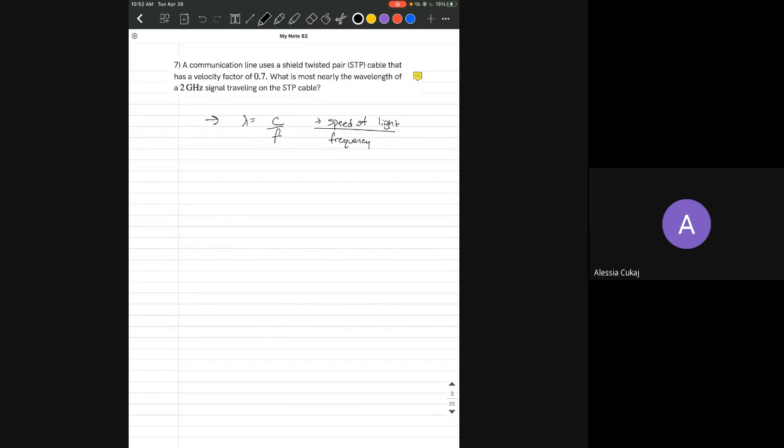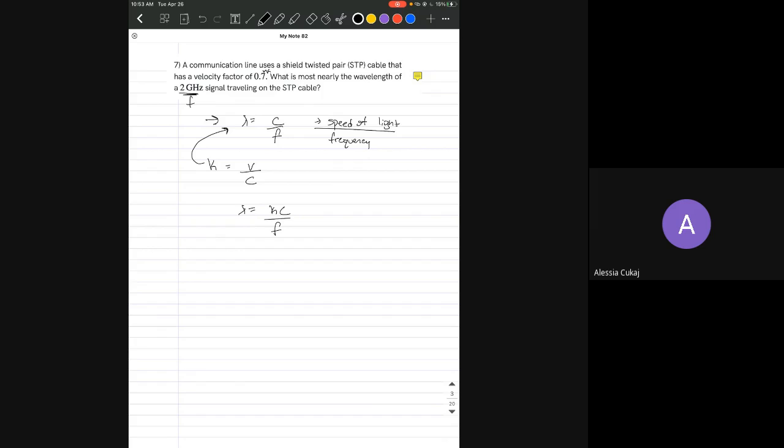What's given to us is the velocity factor of 0.7, and the velocity factor formula is represented as k, equal to v over c. So we're going to substitute this in so we can get one uniform equation where we can plug in everything we have, which is the frequency, k, the velocity factor, and the speed of light, which is just a constant value. Once we plug it in, the wavelength is equal to kc over f.